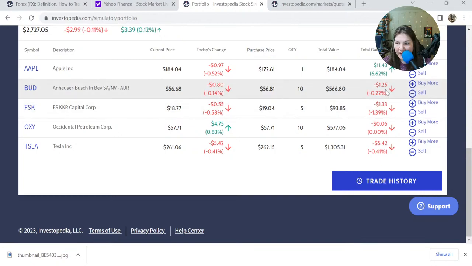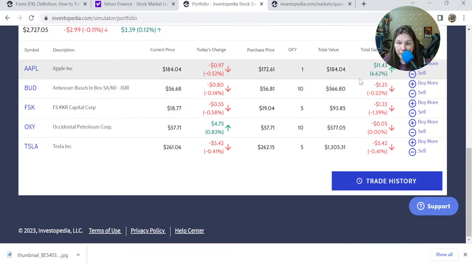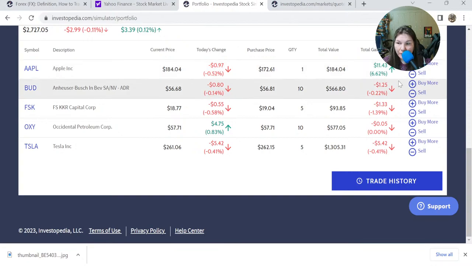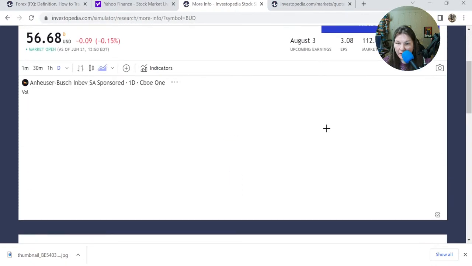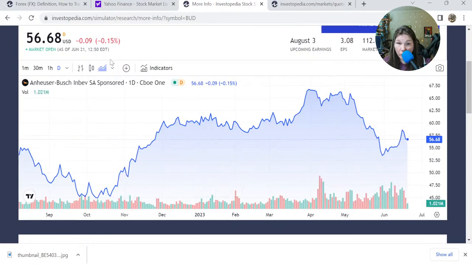And since we purchased it, guys, its total loss was only $1.25. So people did all of that boycotting and all of that hubbub over Bud Light and over Anheuser-Busch and all those crazy things they did just to lose $1.25. It literally went down 0.22%, guys, not even a whole percent.